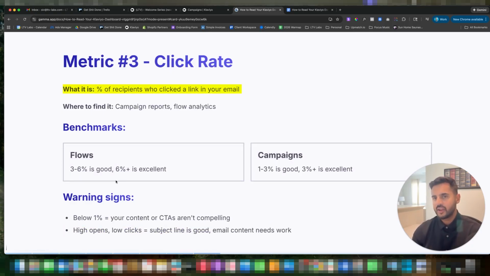3 is click rate, right? So what is a click rate? The click rate is a percentage of recipients, so people that have received an email, who have actually clicked any sort of link in your email, whether that be the logo, call to action button, product image, whatever. If they click a link, that's considered to be a percentage of those recipients. So where to find it? Again, same thing, campaign reports.